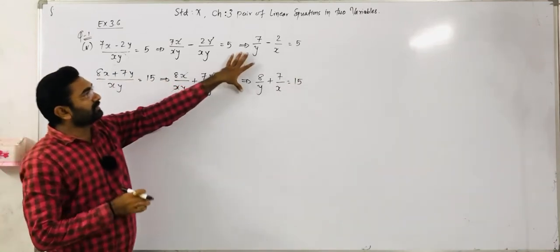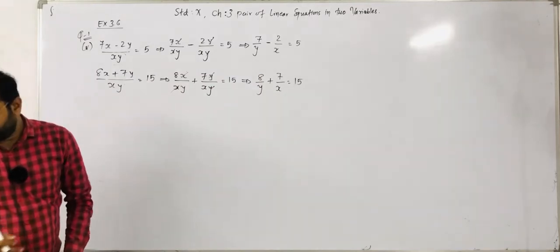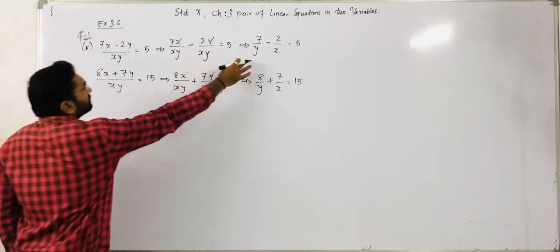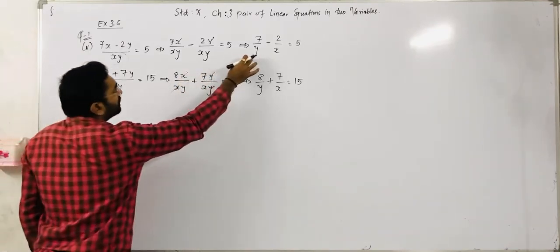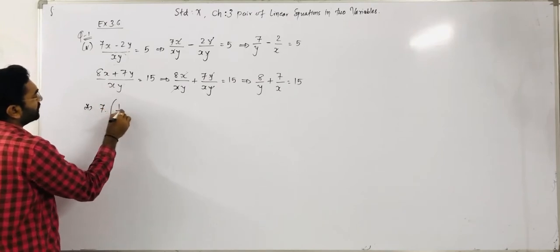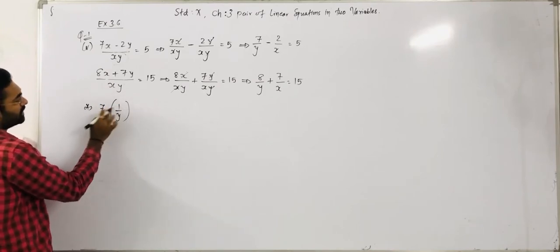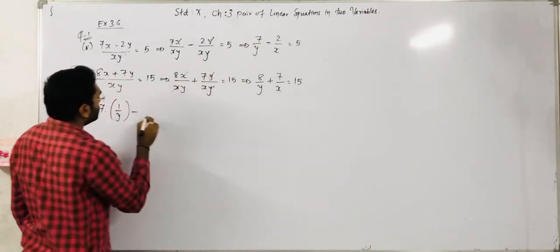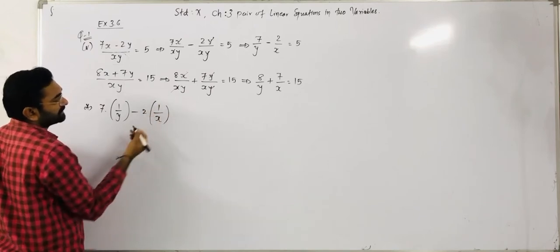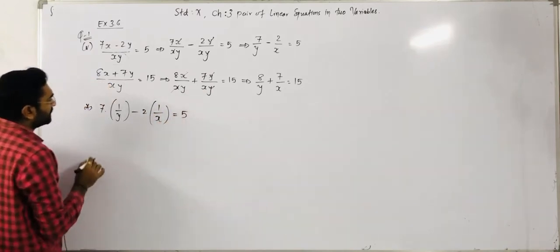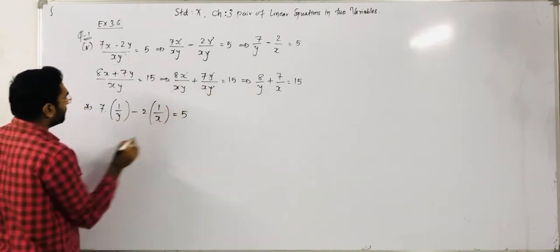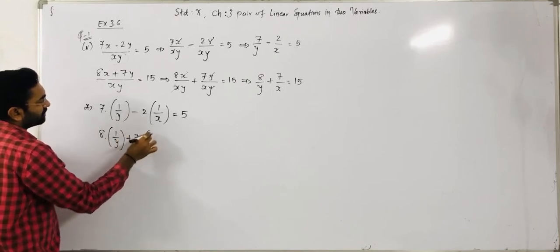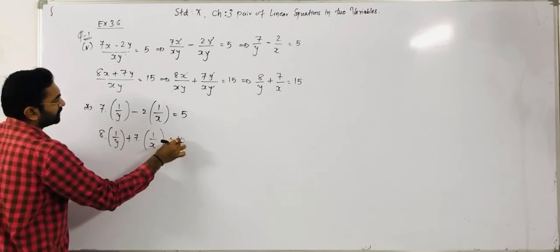Now you can say this is the type of sum we already solved, in questions number 1, 2, 3. So we can rewrite 7 upon y as 7 times 1 upon y, so we get 7 times 1 by y minus 2 times 1 by x is equal to 5. And the other equation is 8 times 1 by y plus 7 times 1 upon x is equal to 15.